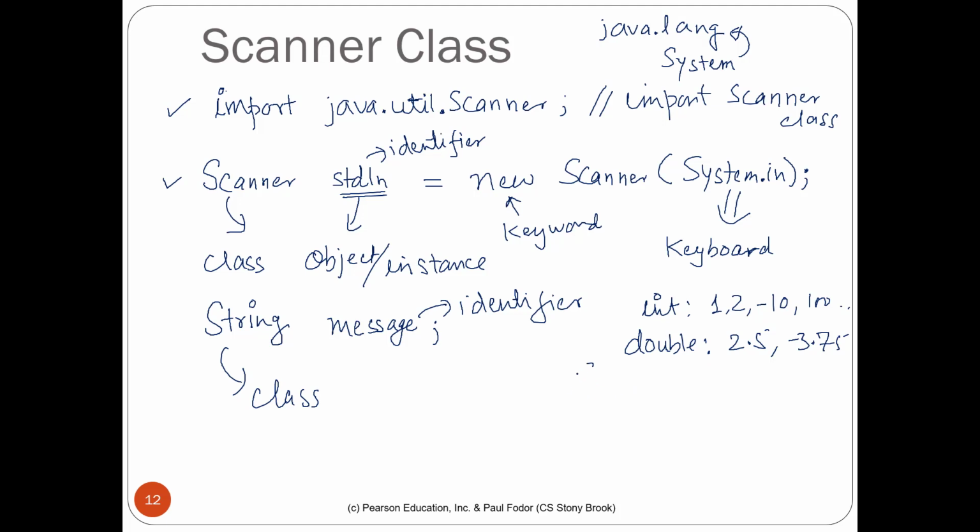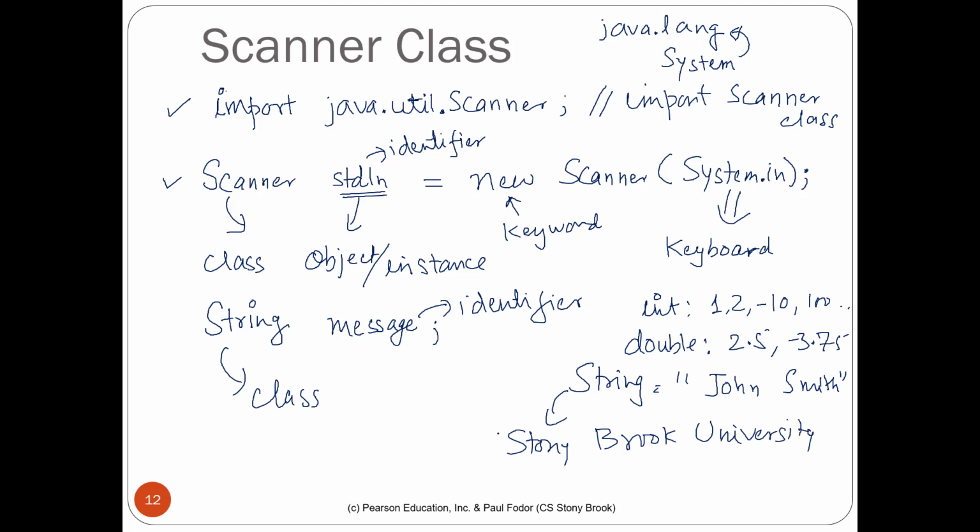And string is different, right? So string will have values like John Smith, that is a string. And that's one example. Another example could be Stony Brook University. These are examples of string.